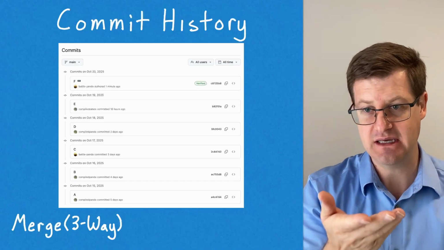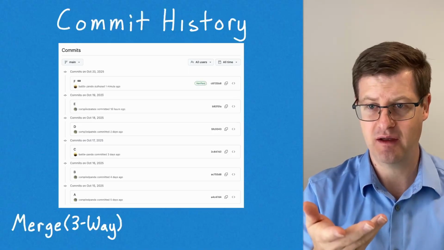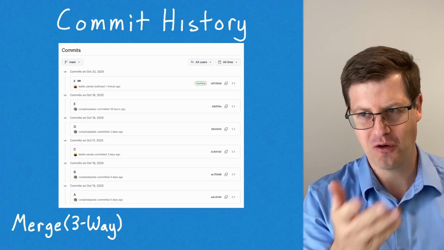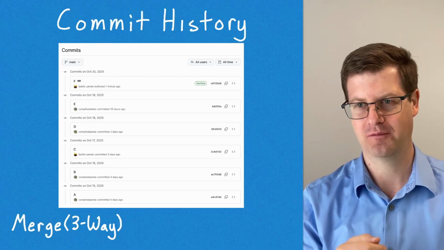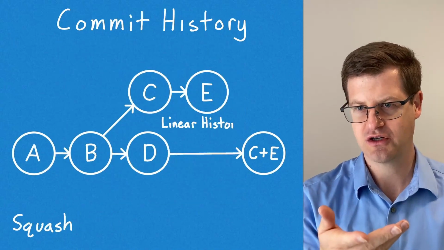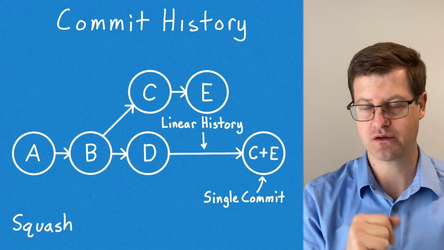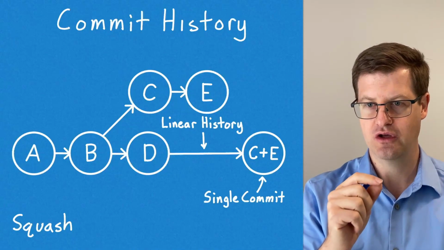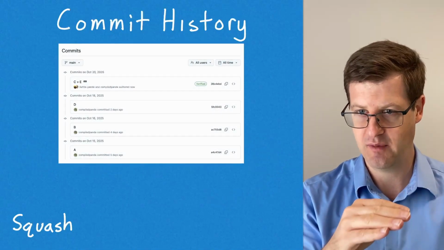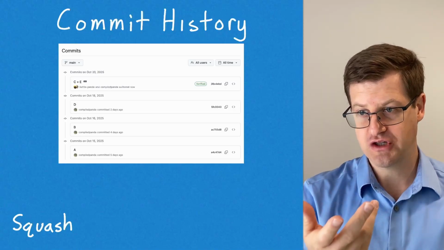It looks like D was on the main branch, which it was, and then it also looks like C and D were on the main branch, but they're not. They were on the feature branch that we talked about before. The second thing we need to think about for squash is it does have a linear history due to the nature of there's always going to be a single commit. So you'll always end up with something that looks like A, B, D, which is what we had on the main branch, and then we'll end up with a C plus E merged in there.